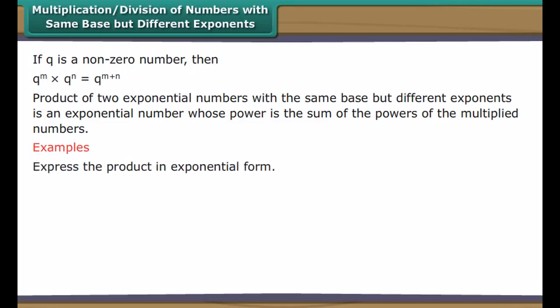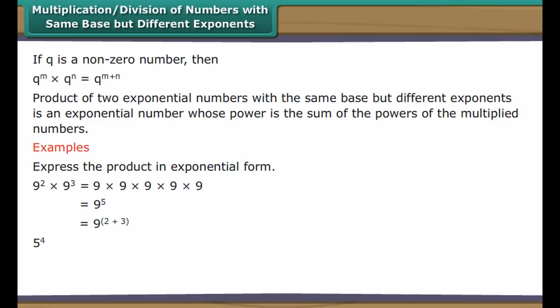Express the product in exponential form. 9 square into 9 raised to the power 3 is equal to 9 into 9 into 9 into 9 into 9, which equals 9 raised to the power 5 equals 9 raised to the power 2 plus 3.